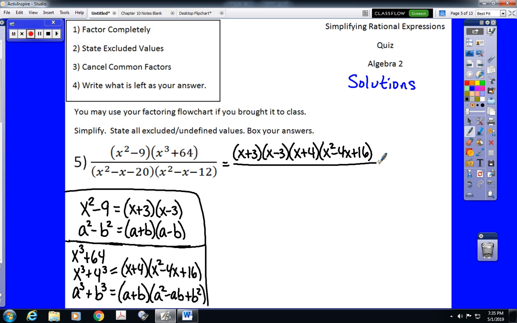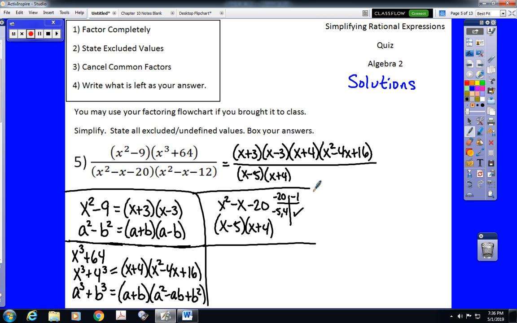In the denominator, we have a pair of simple trinomial factoring problems. So x squared minus x minus 20, which means we're looking for a pair of numbers that multiplies to negative 20 and adds to negative 1. That'd be negative 5 and positive 4. So that will factor into an x minus 5 and an x plus 4. So those are our first two factors in our denominator.